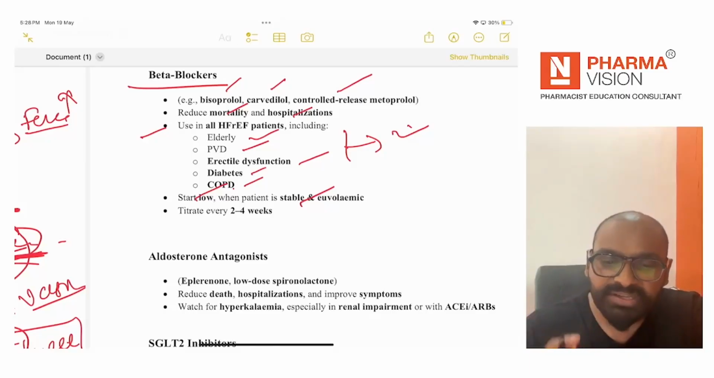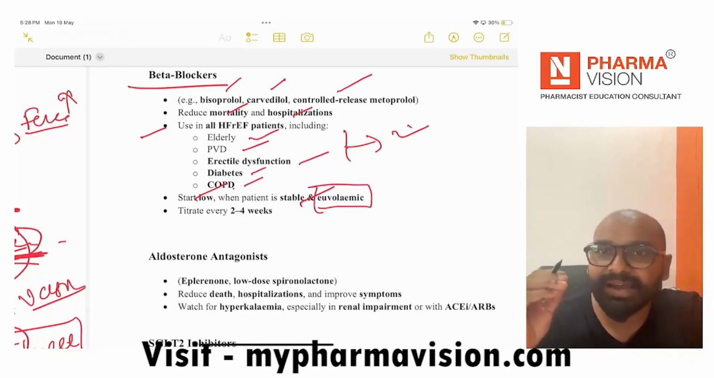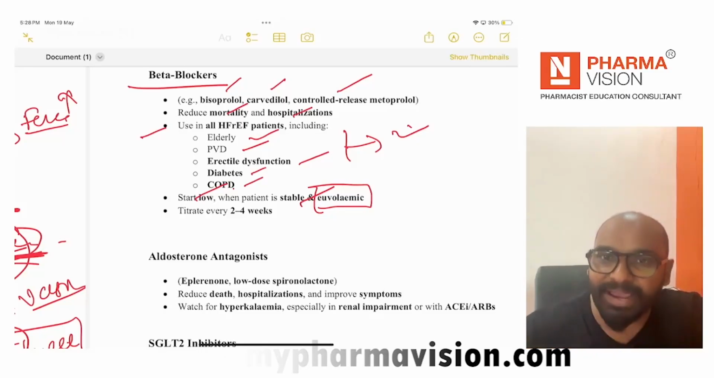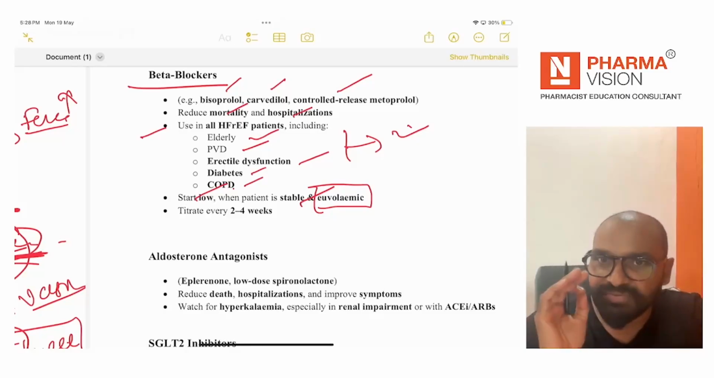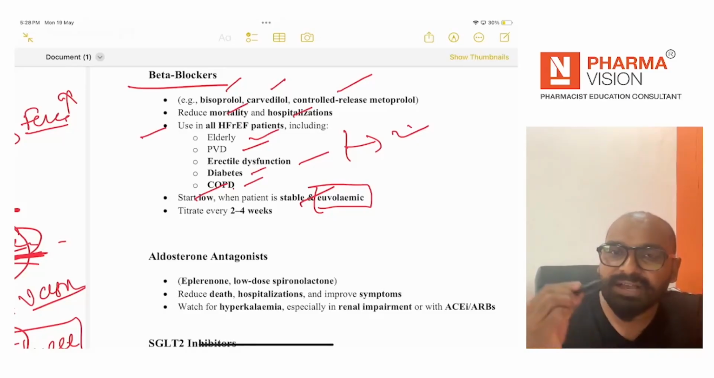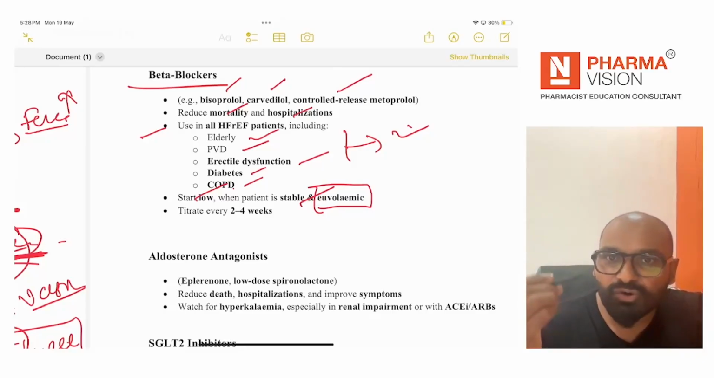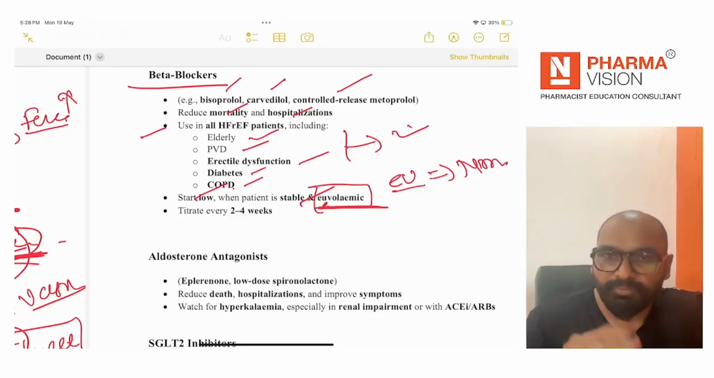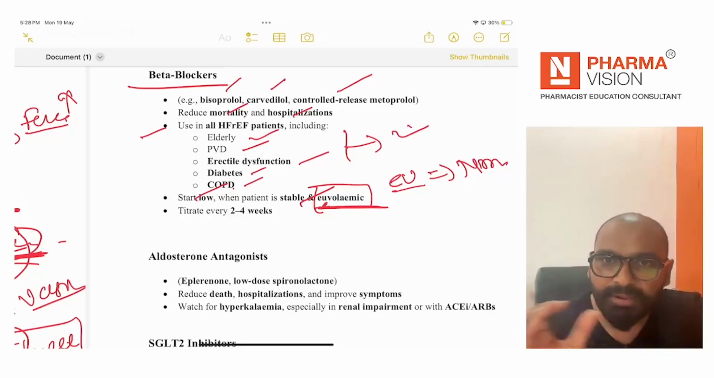So when the patient becomes euvolemic, that means what? The patient's blood pressure and cardiac output become normal, the patient becomes hemodynamically more stable, then we have to increase the dose. That is very, very important, because the beta blockers have a negative inotropic and negative chronotropic effect. Okay, so initially we have to start with the lowest possible dose. When the patient becomes euvolemic, that means normal. Okay, when the patient becomes normal hemodynamically, then we are going to increase the dose of beta blockers.